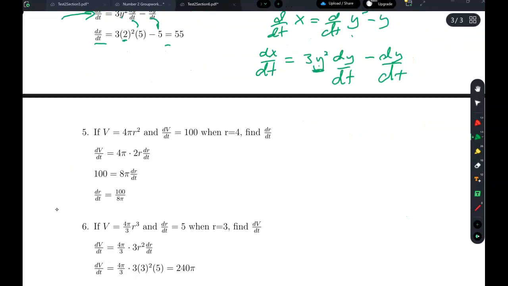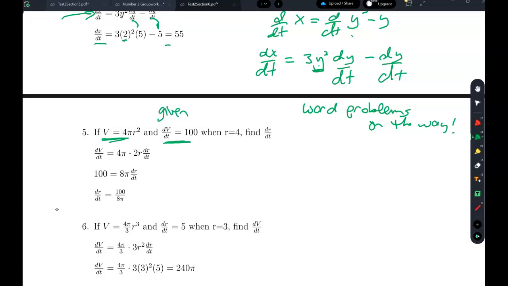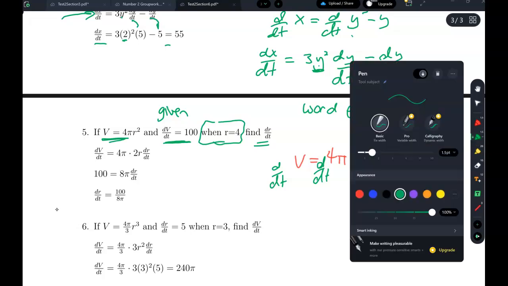Whoa, okay, so now we're talking about volumes of things, so you can see the word problems are coming on the way. So let's make sure we're prepared, right? So there's my equation. That's my given rate, right? Because a derivative is a rate. Here's my when information and what I'm trying to find. So I take this, v equal 4 pi r squared, and I'm going to take the derivative with respect to t on both sides. All right, so let's make sure we're good.